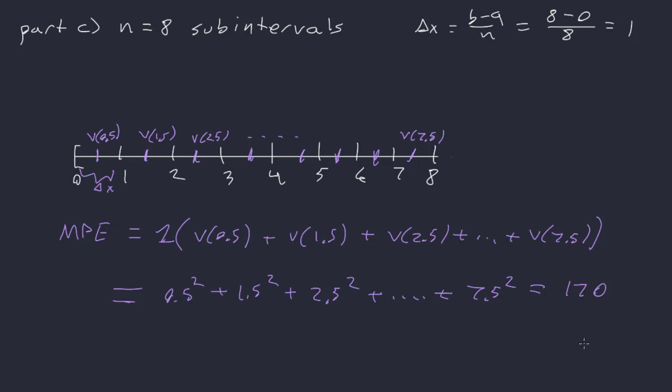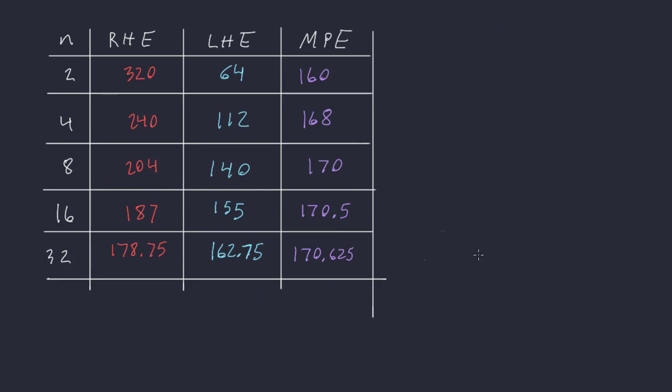All right, let's compile these results together and see how they stack up. Here I've made a little table of n, our number of subintervals, what our right-handed estimate is, left-handed estimate, and the midpoint estimate. And I went a little further than what we've already done. I went to 16 and 32, spared you the details there.